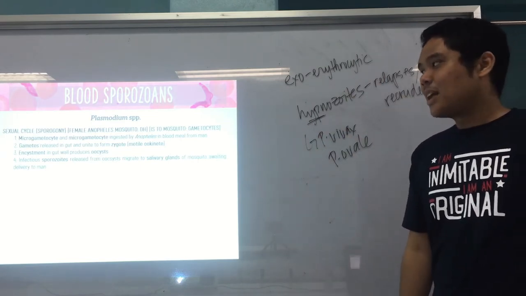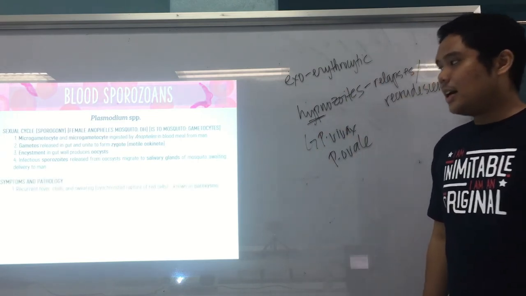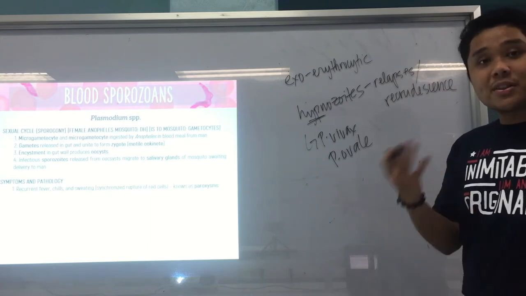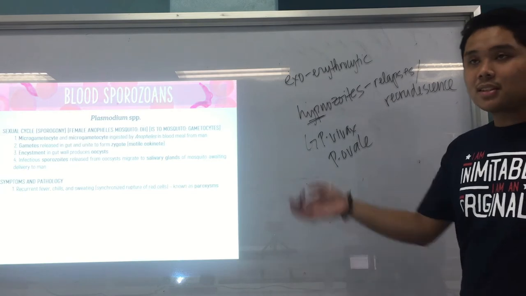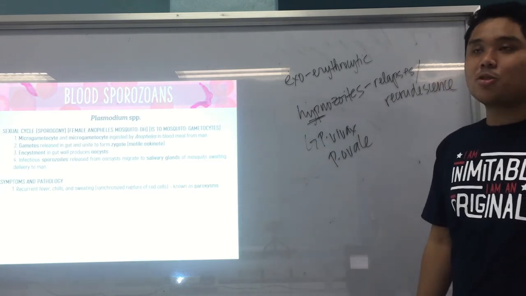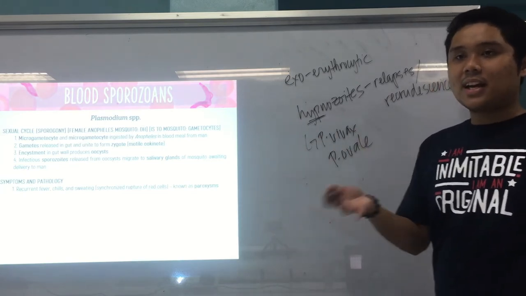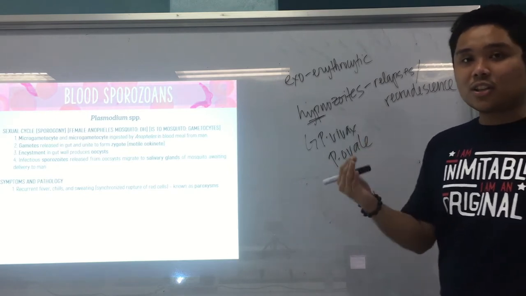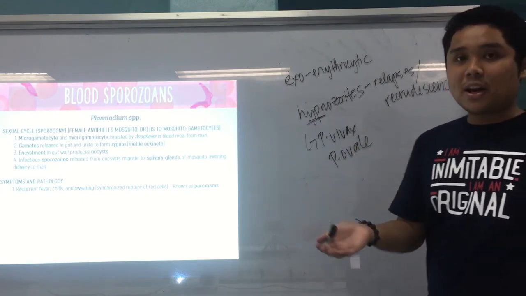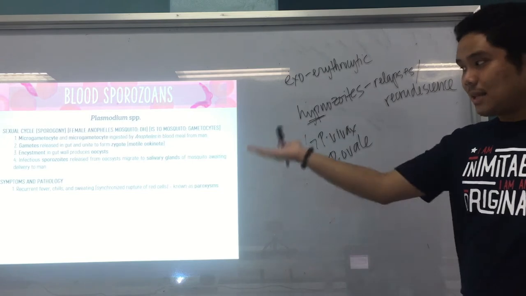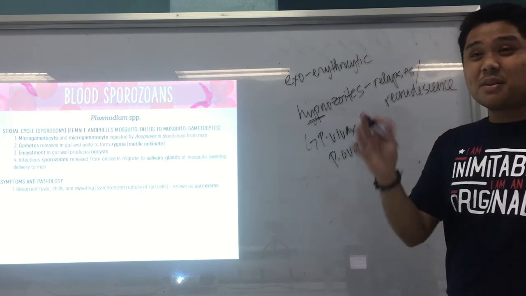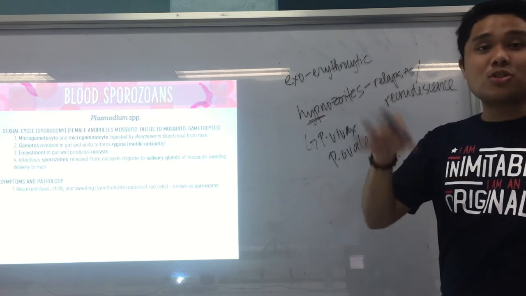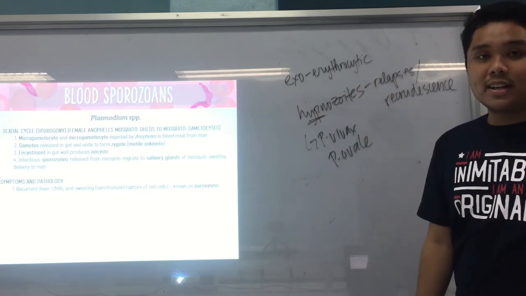Alright? Okay. Now for symptoms and pathology, first of course, recurrent fever, chills, and sweating. And there's a synchronized rupture of red cells, and this is what we call your paroxysms. Meaning, every so many hours, depending on the species of Plasmodium, the patient experiences these symptoms. And there is synchronized rupture of cells, because again, of the merozoites, right? That are already mature, and they go out of the RBCs already.